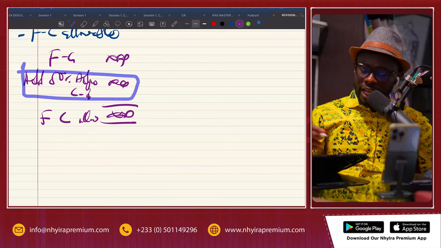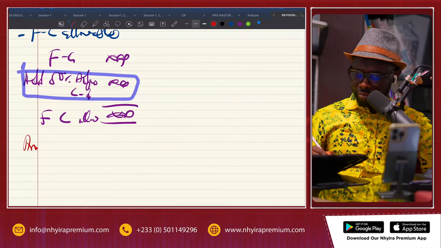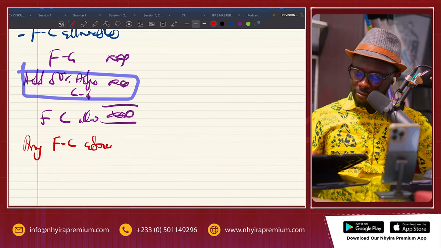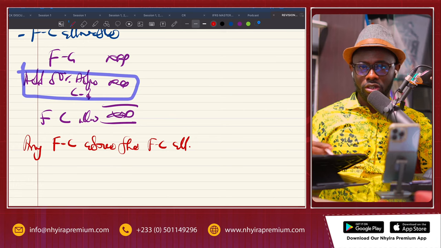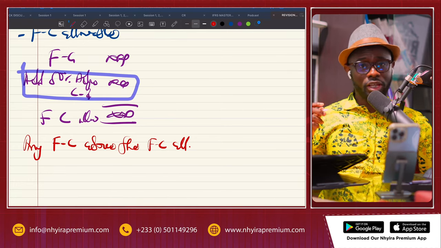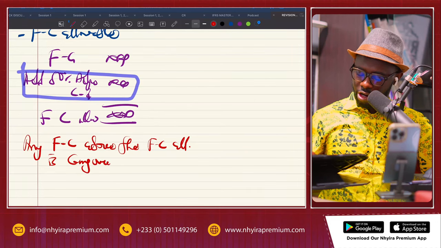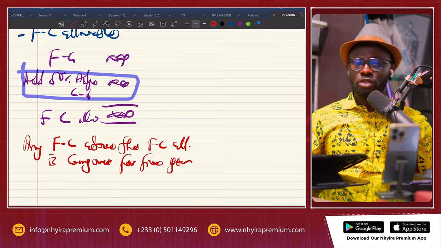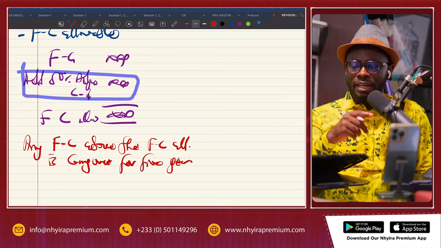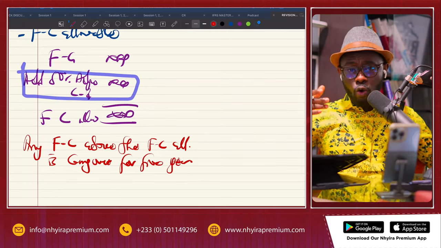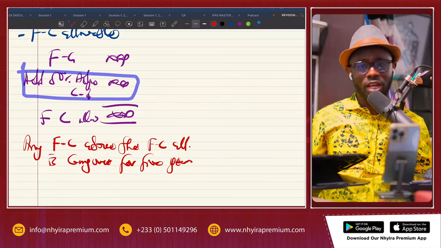Now, any financial cost incurred above the financial cost allowable shall be carried over for how many years? 5. So it's carried over for 5 years. That is why I said that financial cost is not allowable on a wholesale basis. That's the meaning of that.